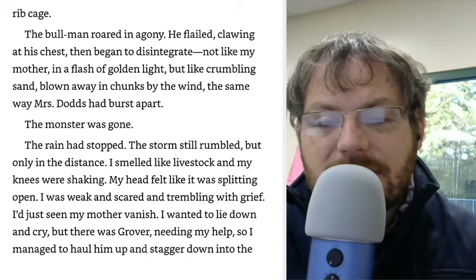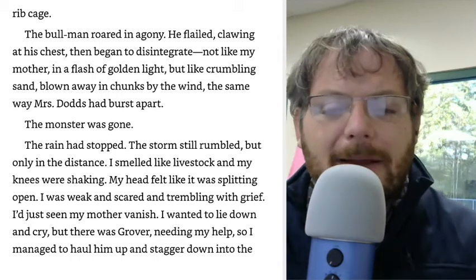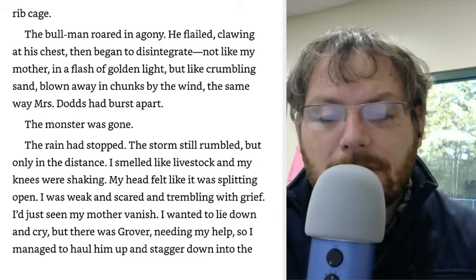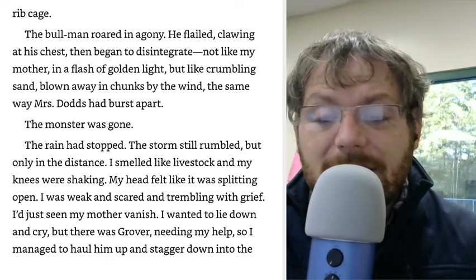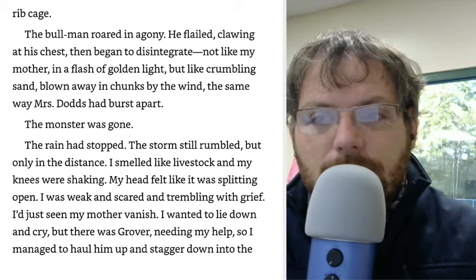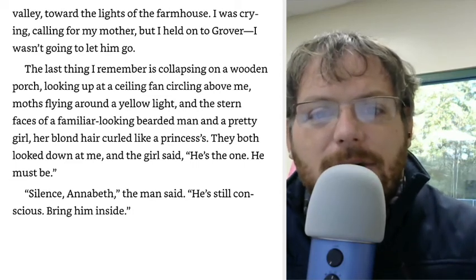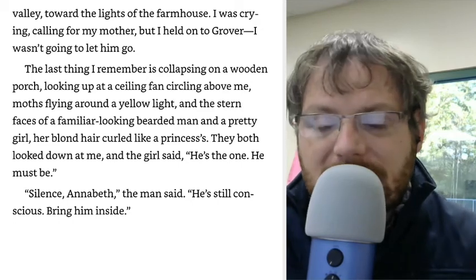The rain had stopped. The storm still rumbled, but only in the distance. I smelled like livestock and my knees were shaking. My head felt like it was splitting open. I was weak and scared and trembling with grief. I'd just seen my mother vanish. I wanted to lie down and cry, but there was Grover needing my help, so I managed to haul him up and staggered down into the valley toward the lights of the farmhouse. I was crying, calling for my mother, but I held on to Grover. I wasn't going to let him go.